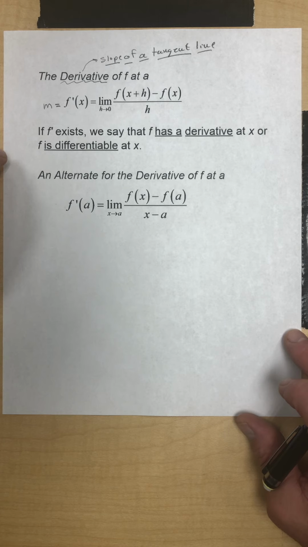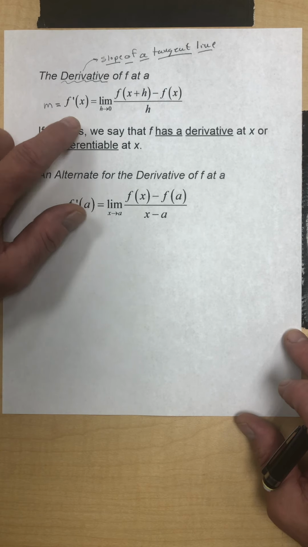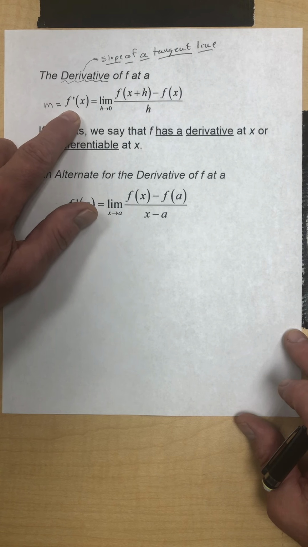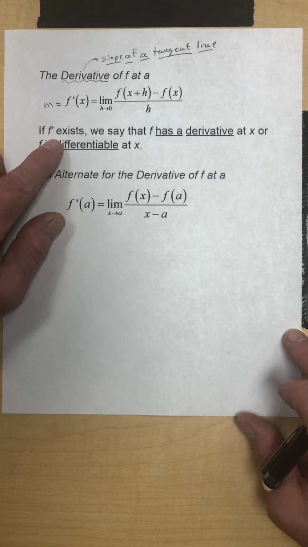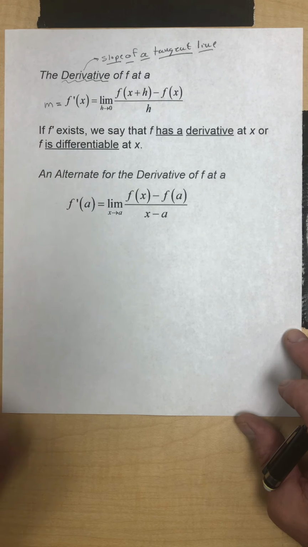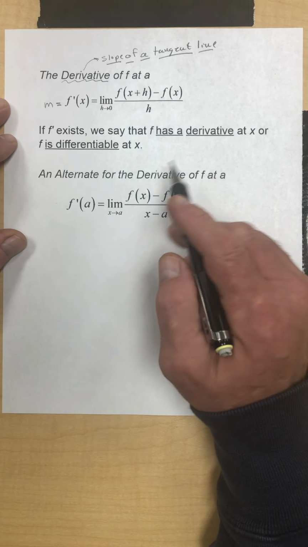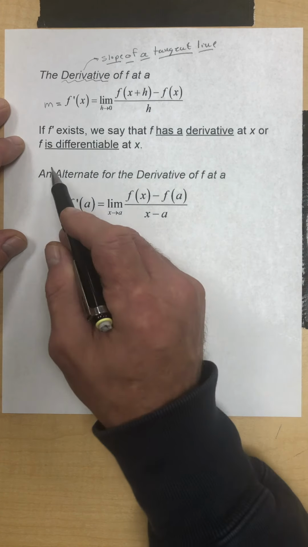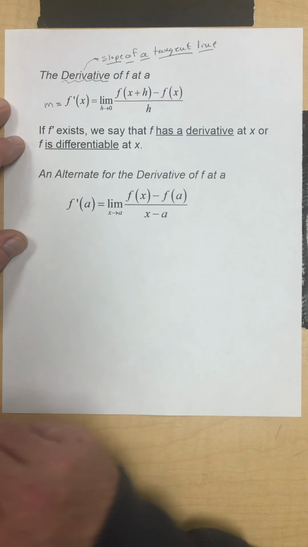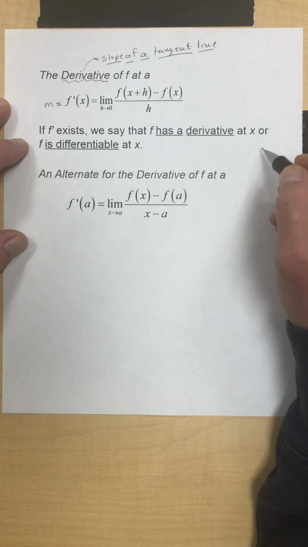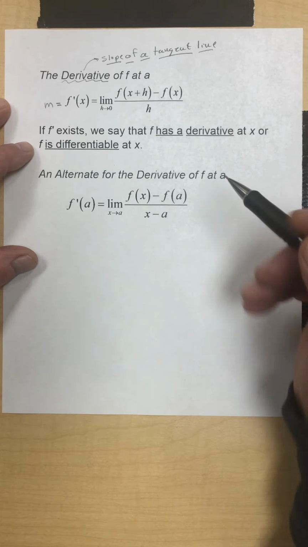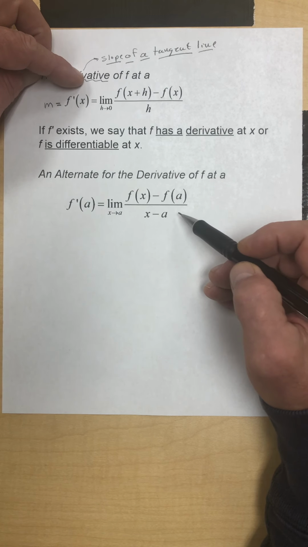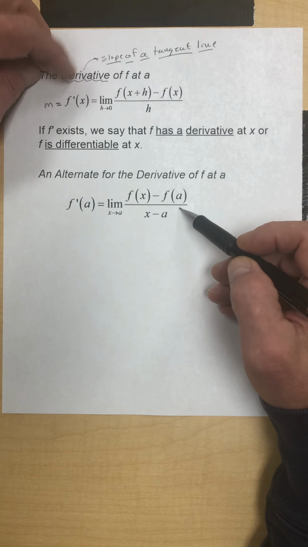Now, a lot of times, rather than saying derivative, they use this notation, f apostrophe, which we call f prime. So if the derivative exists, if f prime exists, we say that f has a derivative at x, or f is differentiable at x. Now we also have this alternate method. They will give you the exact same thing. In some instances, this guy is a heck of a lot easier to use than this guy.